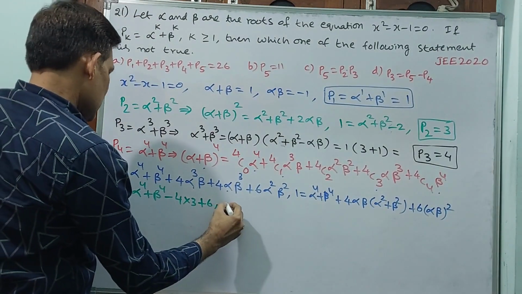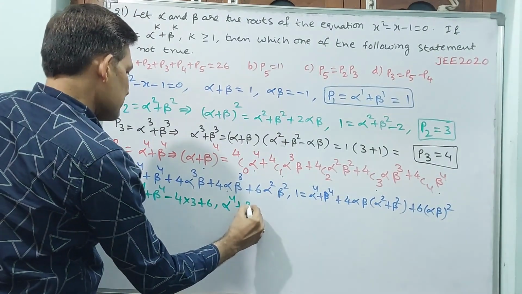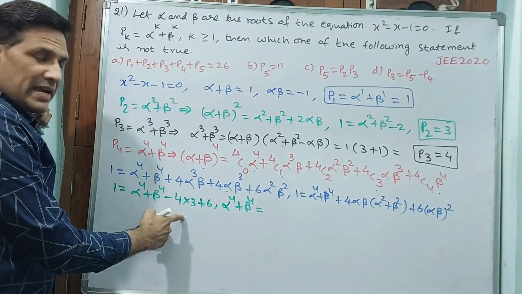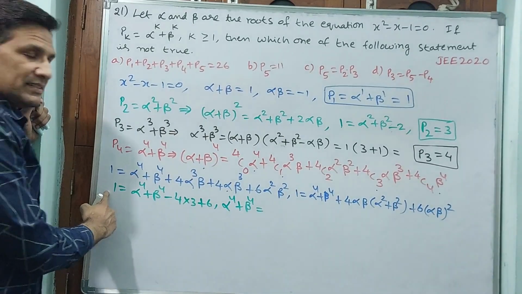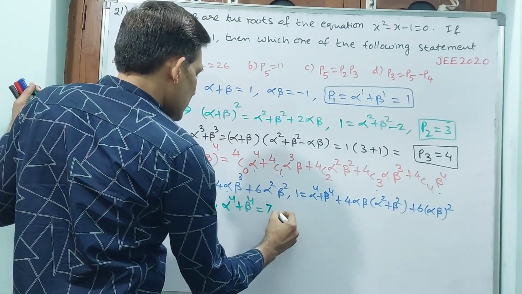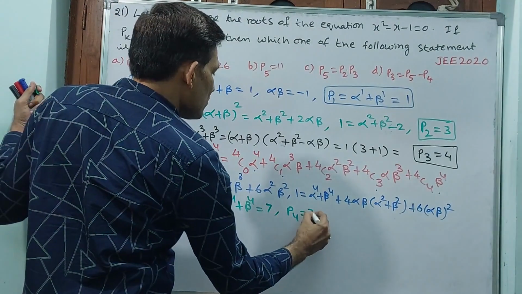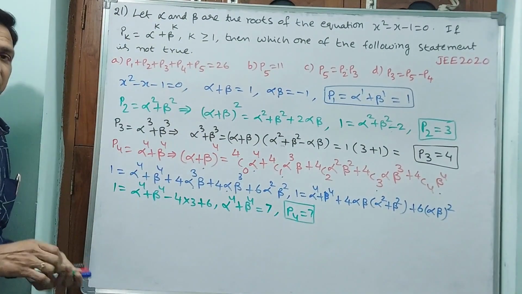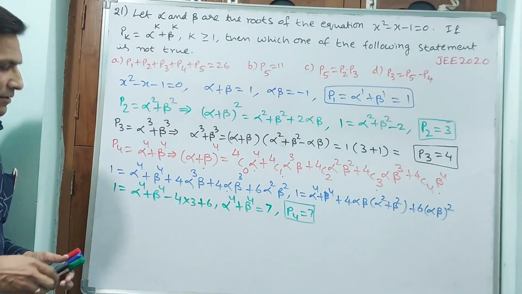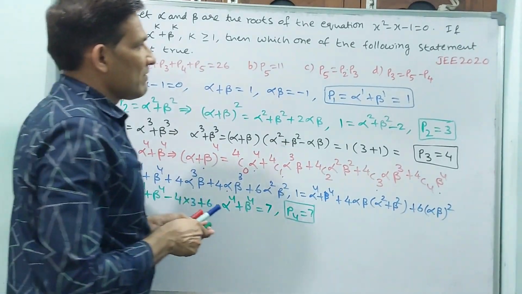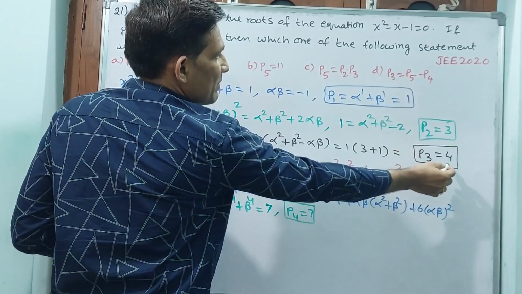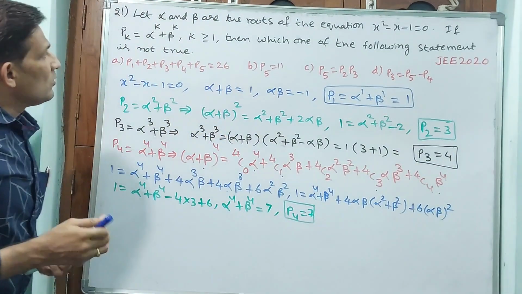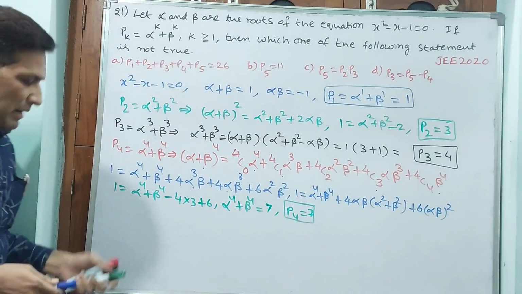Now you see, alpha to the power of 4 plus beta to the power of 4 is equal to, minus 12 plus 6, minus 6. Minus 6 goes this side, plus 6, 7. That means we can say P4 is equal to 7. Understand? P1 is equal to 1, P2 is equal to 3, P3 is equal to 4, P4 is equal to 7. Now, P5, 11 will come, but let us do it.